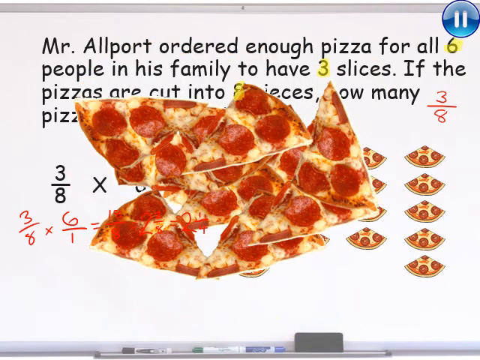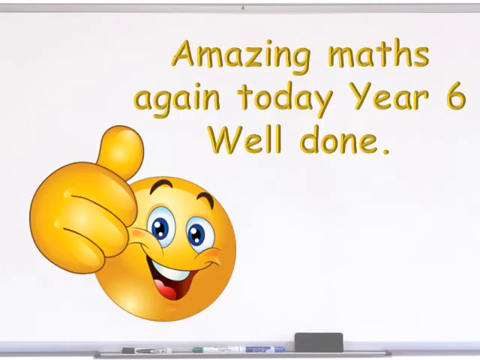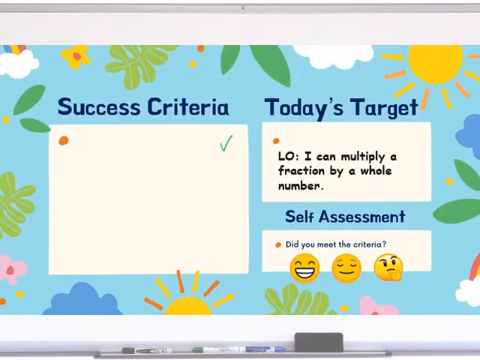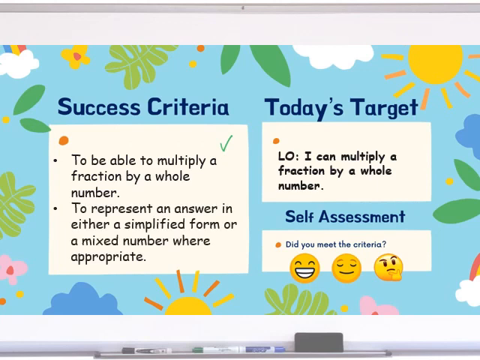Well done everybody. Good maths today. I'm really pleased with how well we're doing with fraction work. We now know how to add, subtract and multiply fractions by whole numbers. So we've been able to multiply a fraction by a whole number. We've had to represent our answer in a simplified form or a mixed number where appropriate. Sometimes we've had to simplify the mixed number. So I think we can safely say we've definitely looked at today's target, which was multiplying a fraction by a whole number.